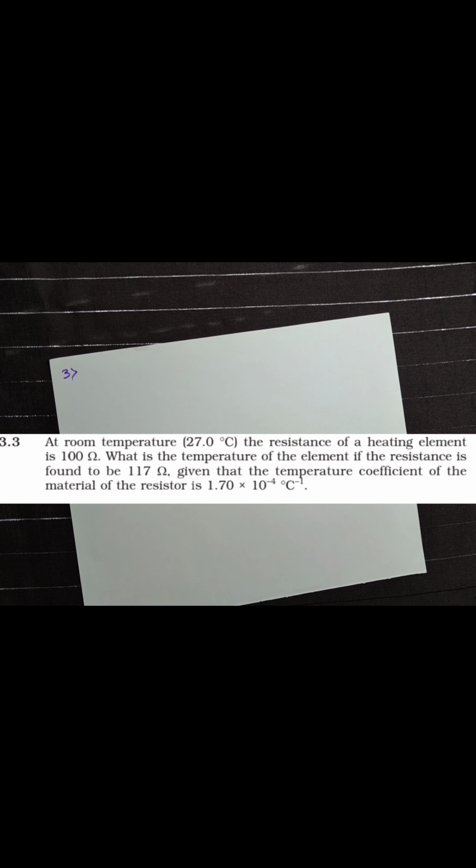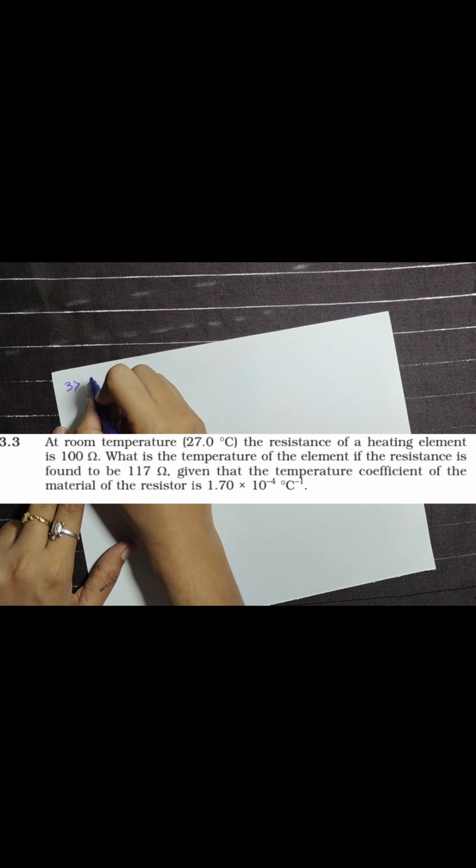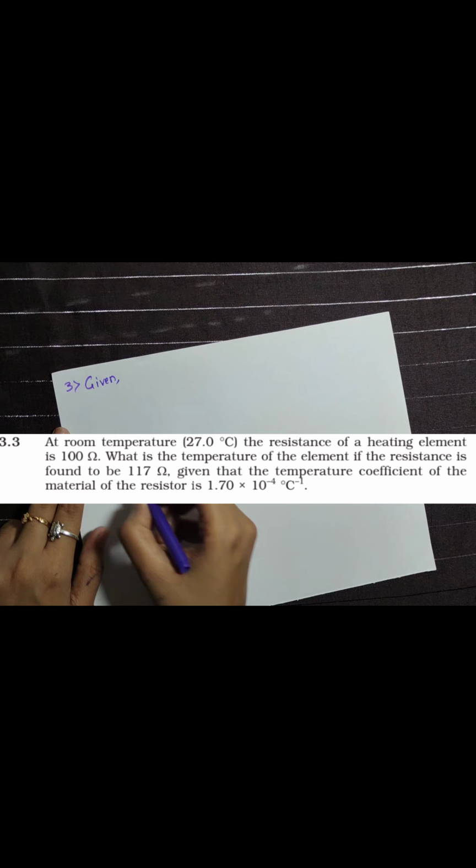So now let us look at the third problem from the NCERT book. At room temperature 27 degrees Celsius, the resistance of the heating element is 100 ohm. What is the temperature of the element if the resistance is found to be 117 ohm? Given that the temperature coefficient of the material of the resistor is 1.7 into 10 raised to minus 4 per degree Celsius. So first let us write this one.